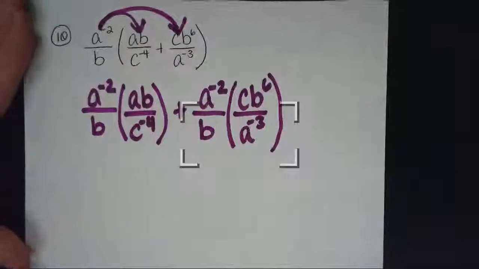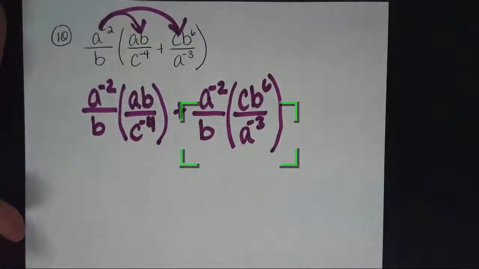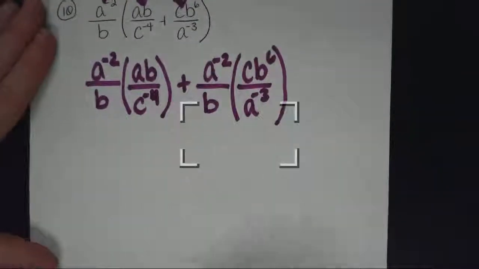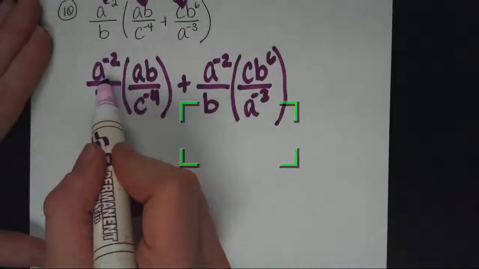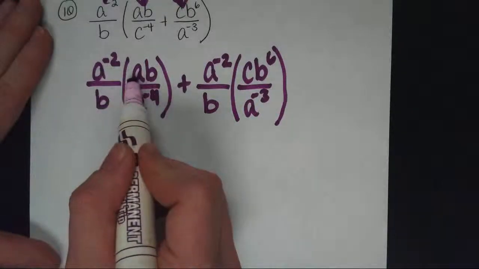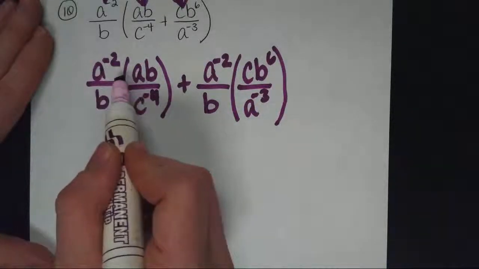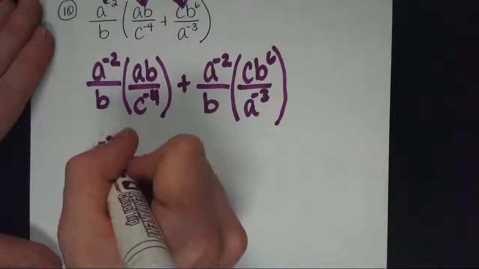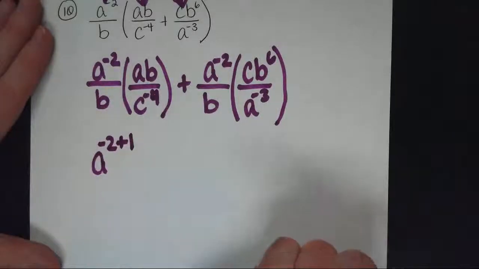So I've done my first step, which is distributing. Now my next step is going to be to combine my like bases. So in this first term, I have a to the negative 2nd times a to the 1st. They're on the same side of the fraction bar, so I'm going to add their exponents. So a to the negative 2 plus 1.